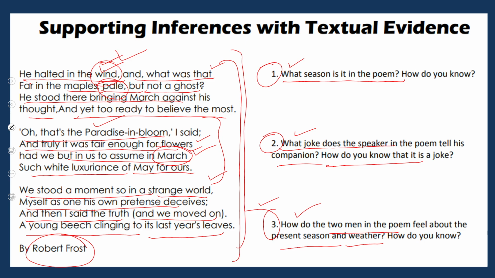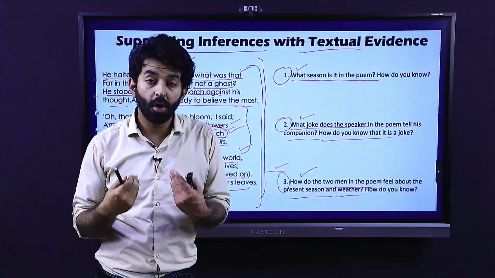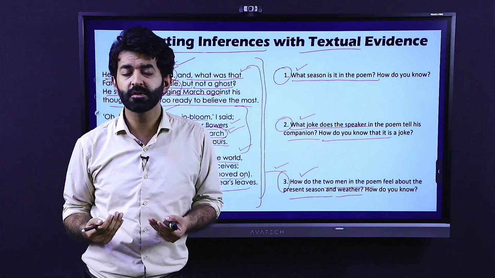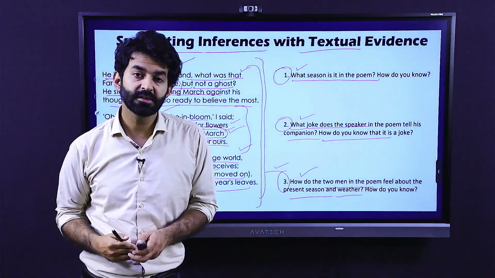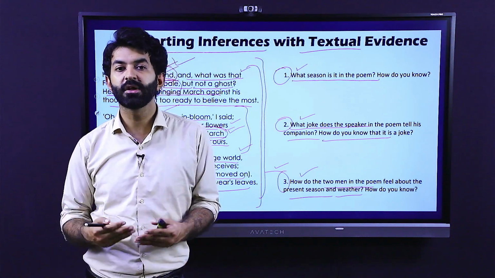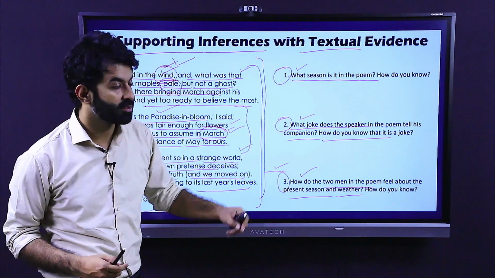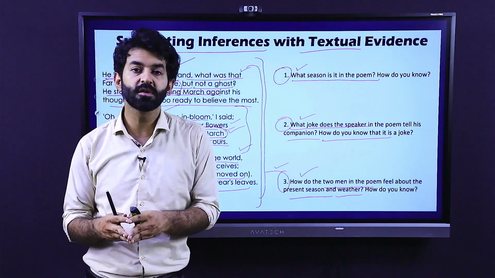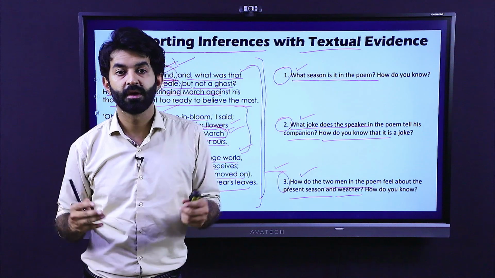So students, this is what we mean by supporting inferences with textual evidence. We are inferring, but we are also providing textual evidence. So this summarizes and sums up our understanding of providing evidence when we are answering such questions. So apply the strategy of RACE and solve the given questions.